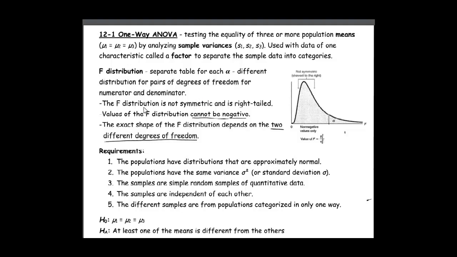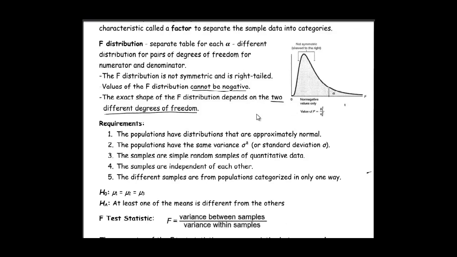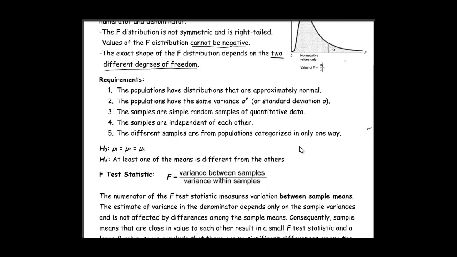Just to remind you, the F distribution is not symmetrical. It's right-tailed, very much like the chi-square distribution. The shape of it actually depends on the two different degrees of freedom. But remember, you were taking the larger standard deviation divided by the smaller standard deviation when you were doing those paired comparisons. So again, you'd be doing that comparison multiple times, but the ANOVA is going to do this all for us in StatCrunch.